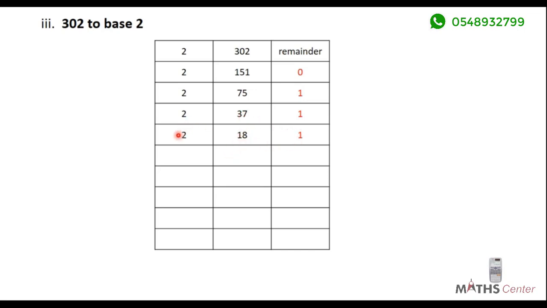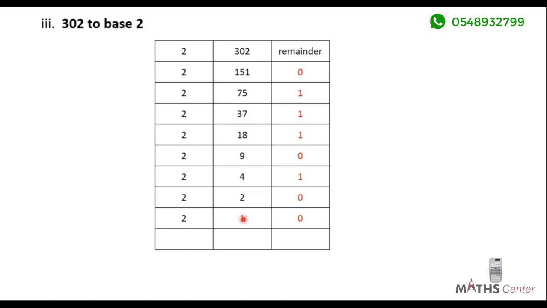Next, you divide 18 by 2. That gives us 9 and 0 as the remainder, because 9 times 2 gives us 18, and 18 minus 18 gives us 0. Next, you divide 9 by 2. That gives us 4. 4 times 2 gives us 8. 9 minus 8 gives us 1 as the remainder. Next, we divide 4 by 2. That gives us 2, remainder 0. I hope that's simple. Next, we divide 2 by 2. That gives us 1, remainder 0.